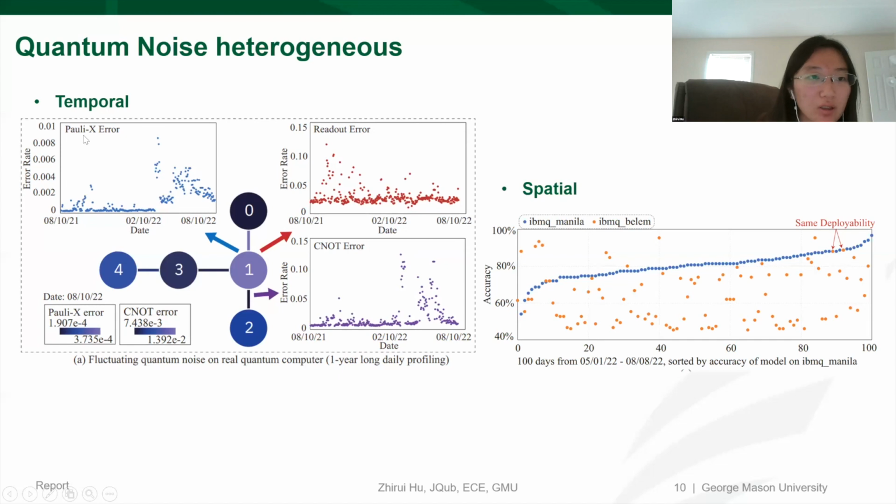Besides the temporal heterogeneity, there is also spatial heterogeneity. We test a model on two different backends. We can see that the accuracy on different backends on different days is still different.